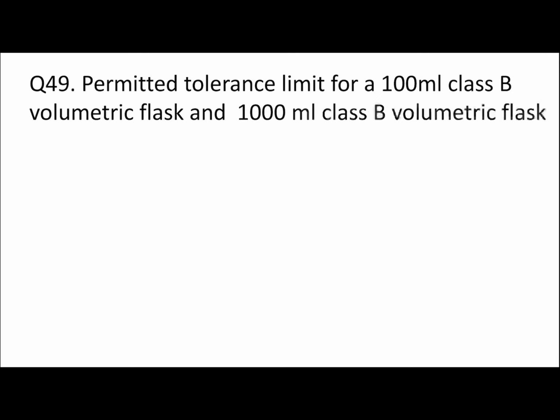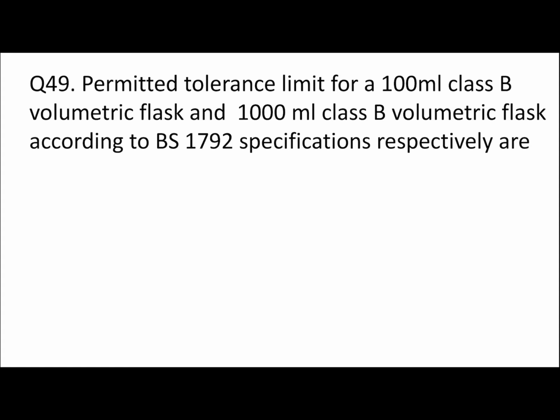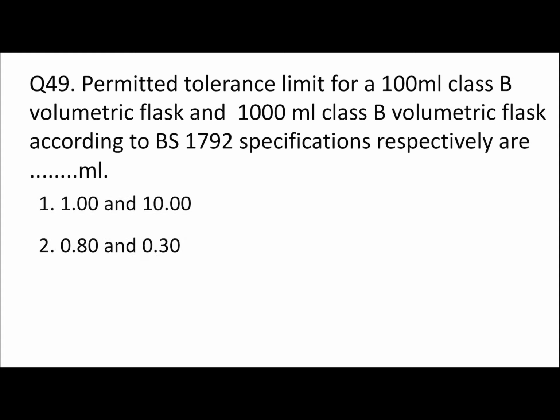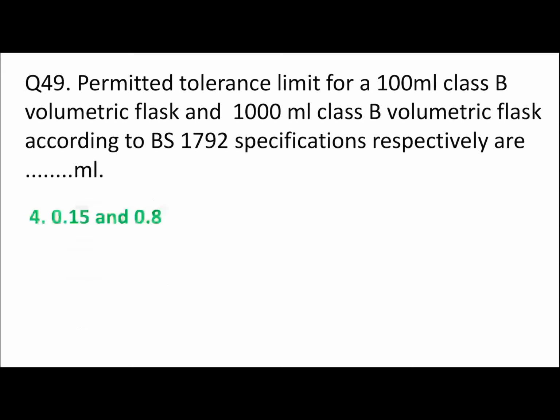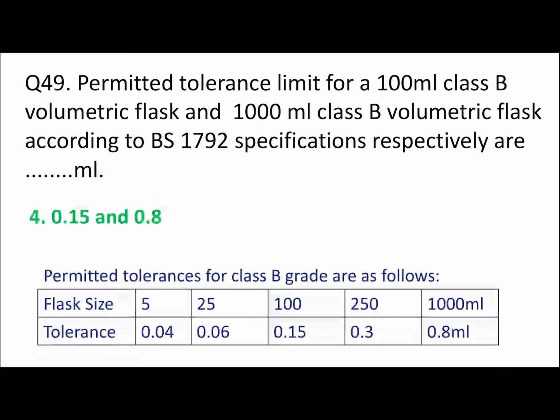Let's see 49. Permitted tolerance limit for a 100 ml class B volumetric flask and a 1000 ml class B volumetric flask according to BS 1792 specifications respectively are how many ml? We have to find out: 1 and 10 ml, 0.8 and 0.3 ml, 0.15 and 1.5 ml, or 0.15 and 0.8 ml. Here the right answer is 0.15 and 0.8 ml. I have given you the class B grade permitted tolerance for other sizes also. For 5 ml size it is 0.04, for 25 ml size it is 0.06.